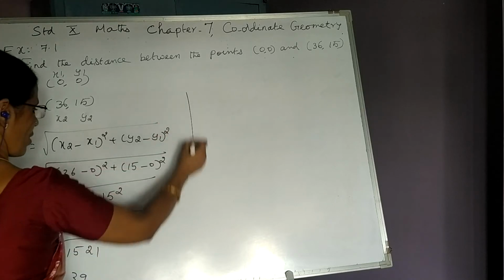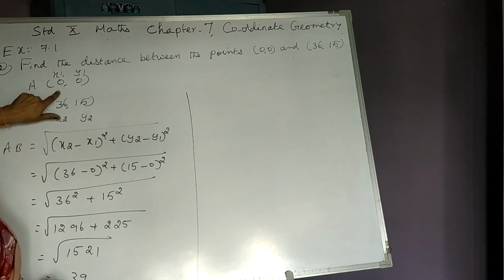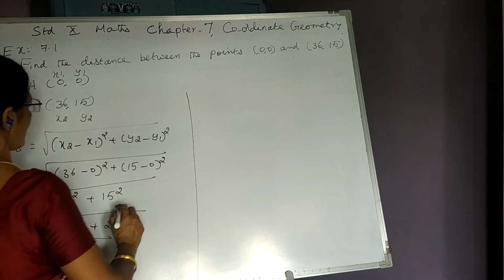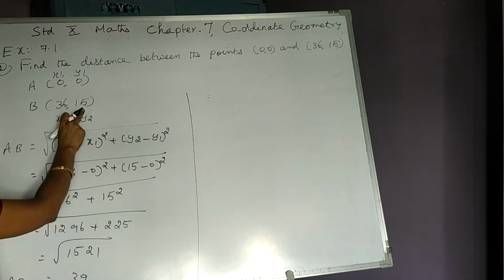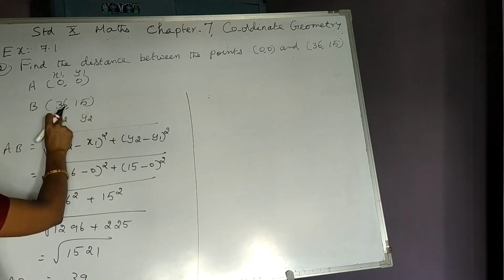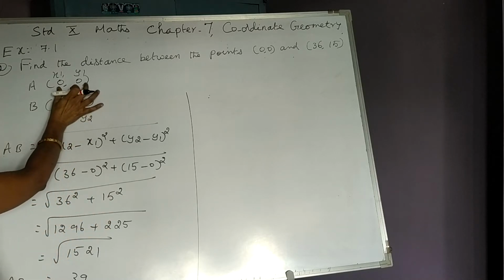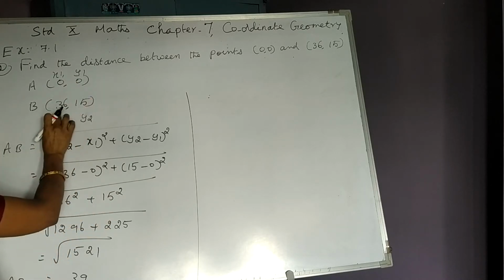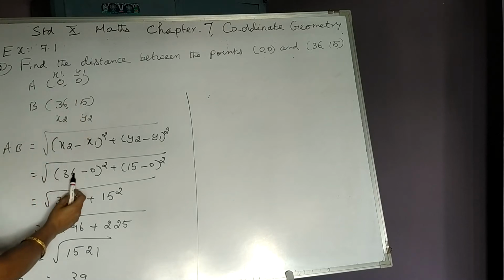This also can be found using another method. Suppose you find the distance of any point from the origin, then it is root of this number square plus this number square directly, because anything subtracted with a 0 we'll get this number only, and 15 minus 0 also we are getting 15. So if any origin comes, remember, directly we can find out root of 36 square plus 15 square. Like that also you can do, or you can do by the previous method also, substituting 0 and then finding it squared.